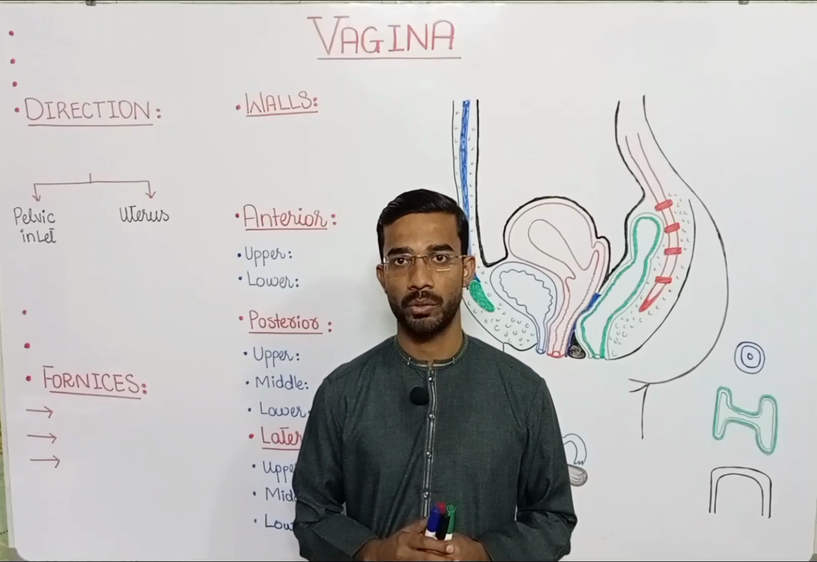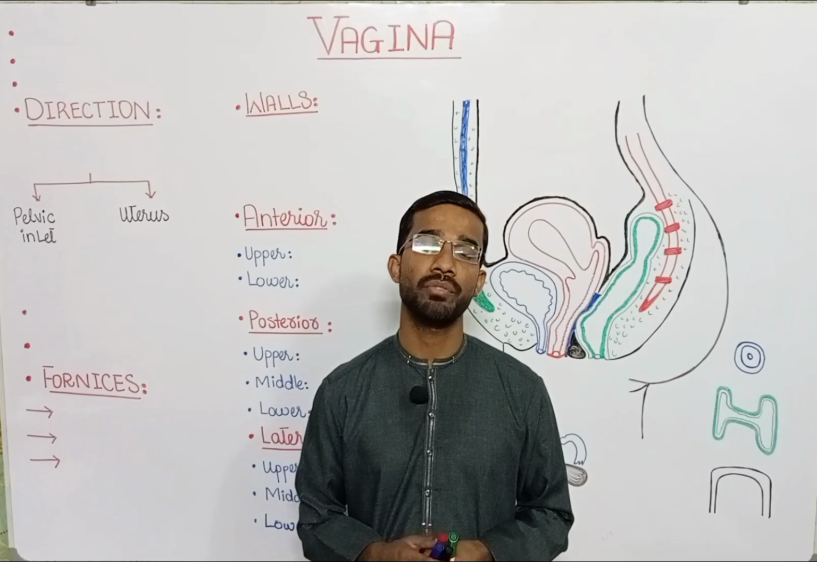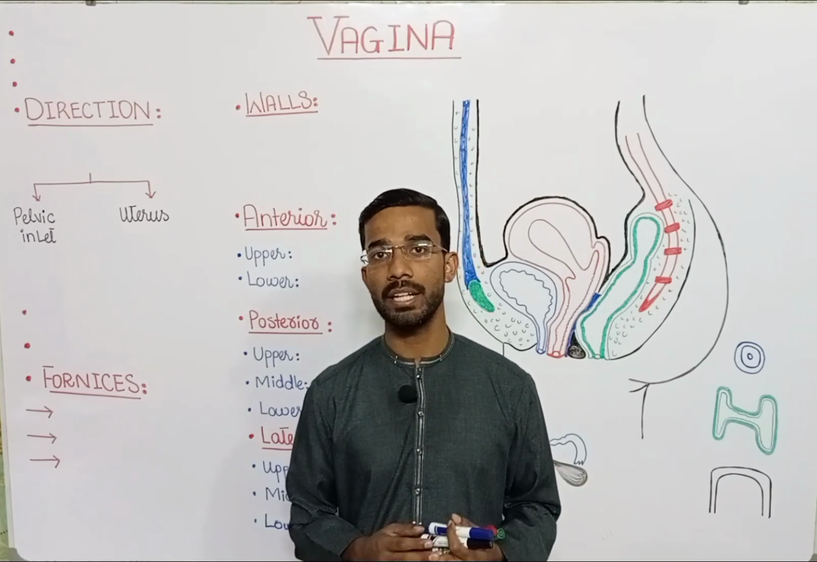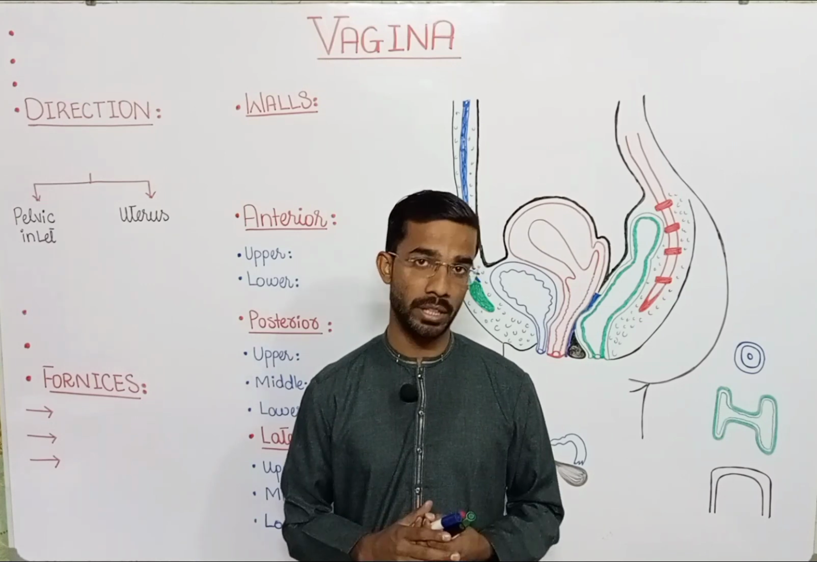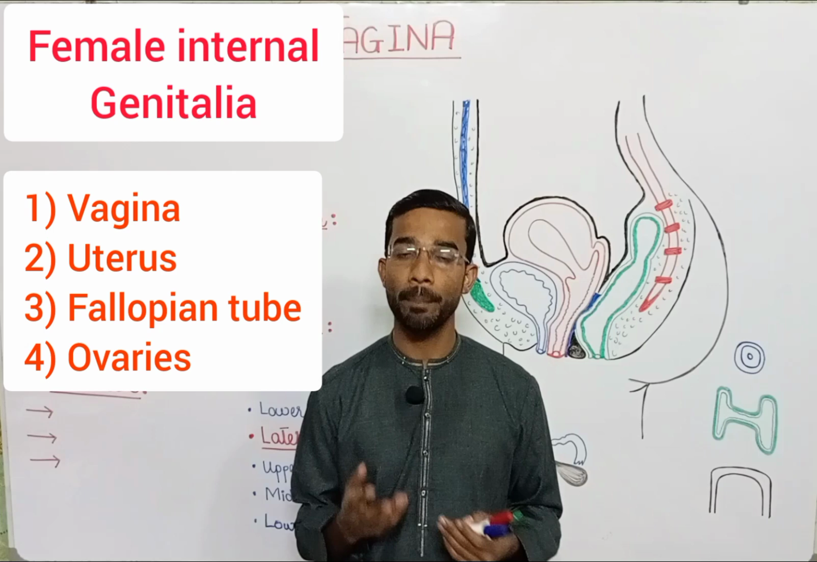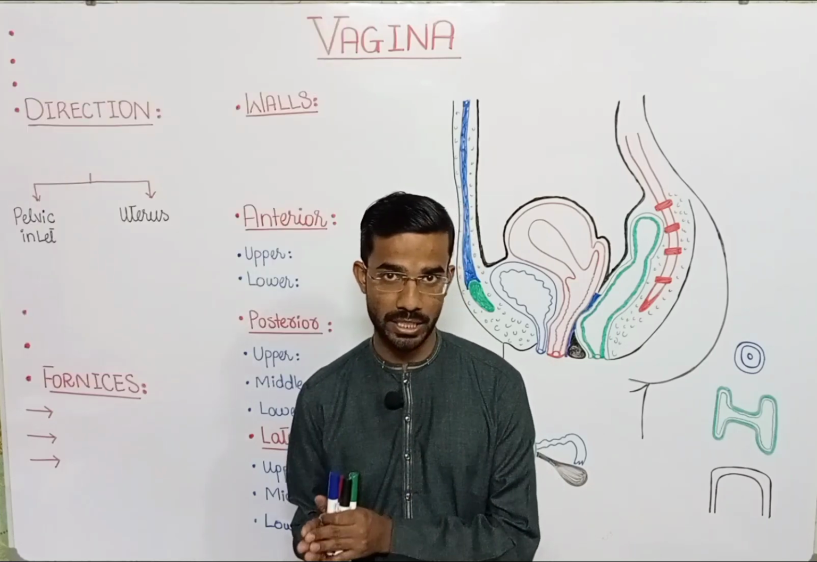Welcome to my lecture. Today we are going to discuss the vagina, which is part of the female internal genitalia. In the female internal genitalia, you will see different components: first of all the vagina, uterus, fallopian tubes and ovaries. These are part of the internal genitalia.